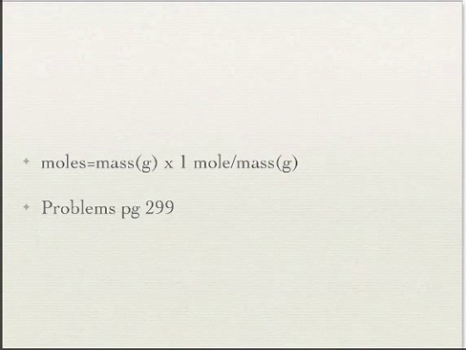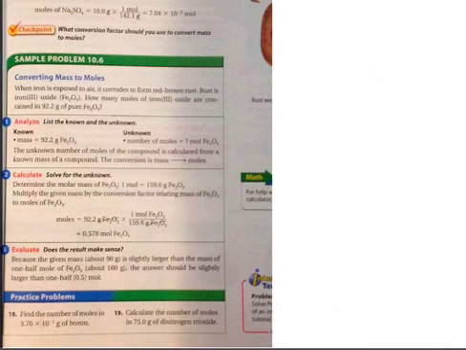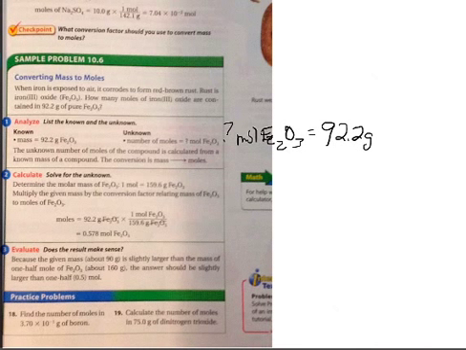So take a look at problems on page 299. It says when iron is exposed to air, it corrodes to form red-brown rust. Rust is iron 3 oxide, Fe2O3. How many moles of iron 3 oxide are contained in 92.2 grams of pure Fe2O3? So we want to know how many moles. We're going to set it up the same way. How many moles of Fe2O3 given my 92.2 grams of Fe2O3?